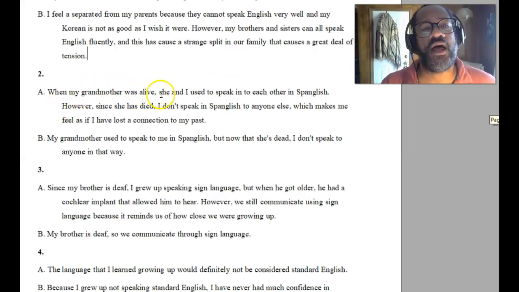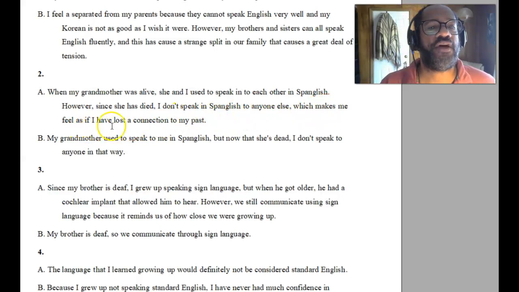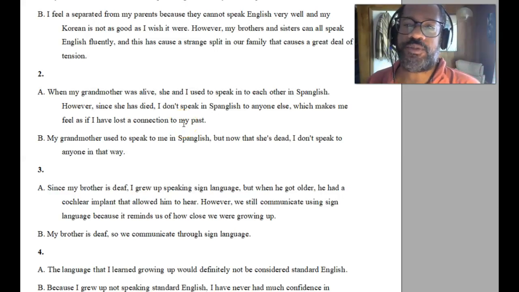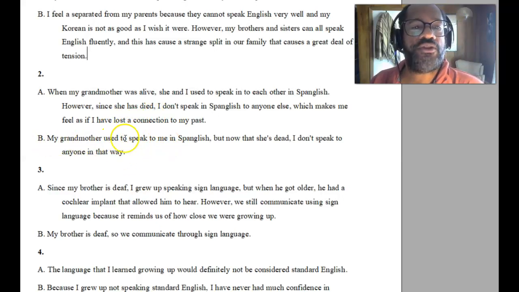When my grandmother was alive, she and I used to speak to each other in Spanglish. However, since she has died, I don't speak Spanglish to anyone else, which makes me feel as if I have lost a connection to my past. Spanglish is a mixture between Spanish and English that many people speak. Some people don't call it that, but that's a name that some people use. And so we have that, and we have my grandmother used to speak to me in Spanglish, but now that she's dead, I don't speak to anyone in that way. So let's see which one is appropriate for a thesis.